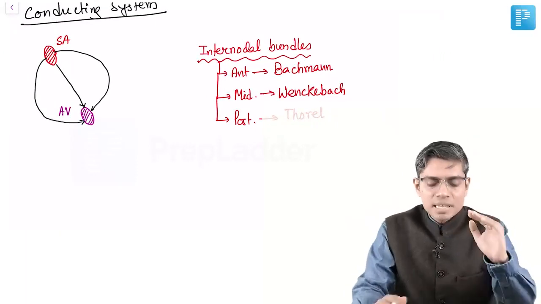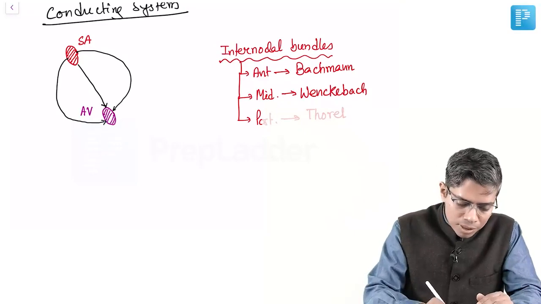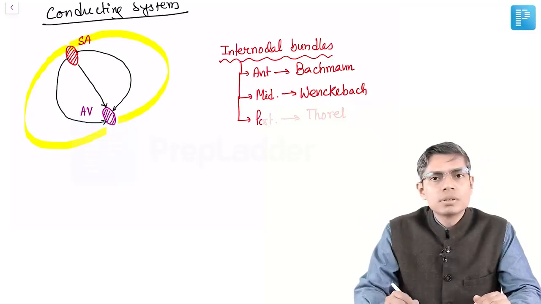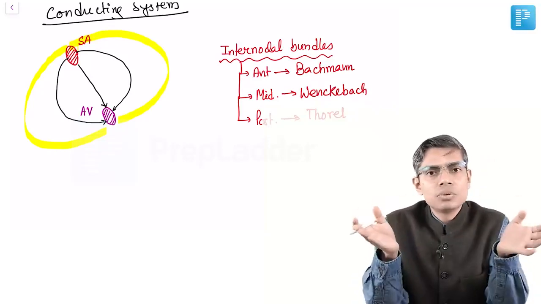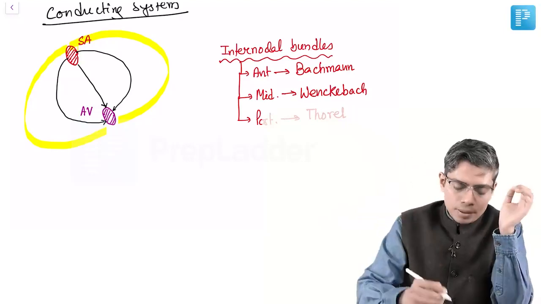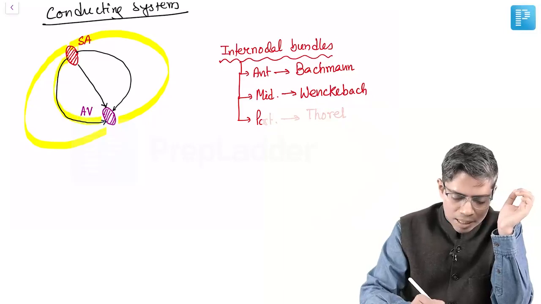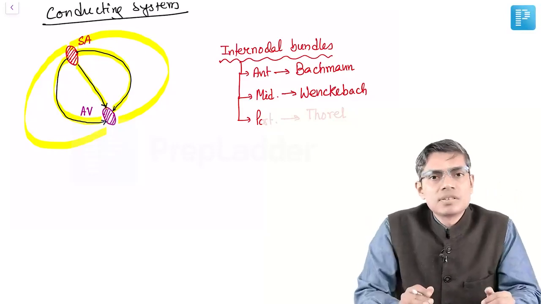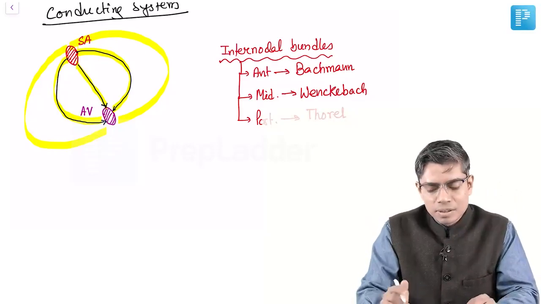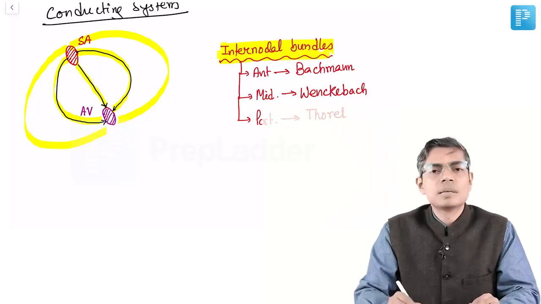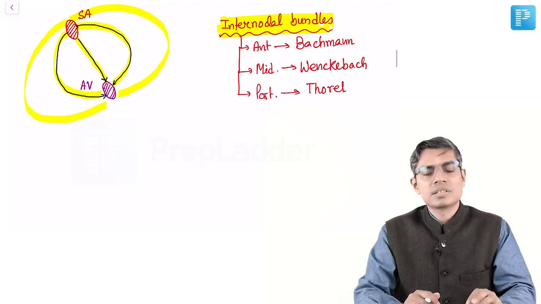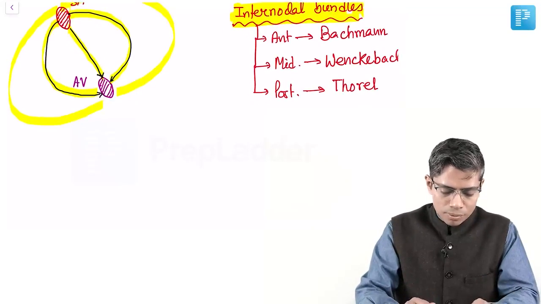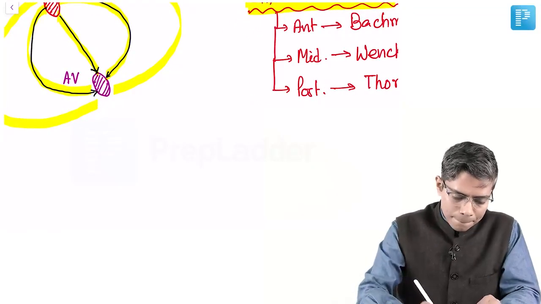You know that from the SA node, the impulses will reach the AV node through the atrial muscles also. So from SA node to AV node, the impulse is generally conducted through atrial muscles. But when the impulse is conducted through this specialized bundle like Bachmann bundle or the Wenckebach or Thorel bundle, the conduction velocity is much higher. This is important information you have to remember: the conduction velocity in the internodal bundle is higher in comparison to atrial muscle, right?